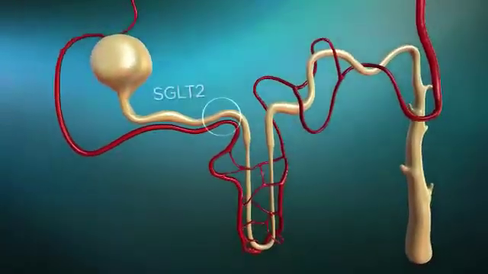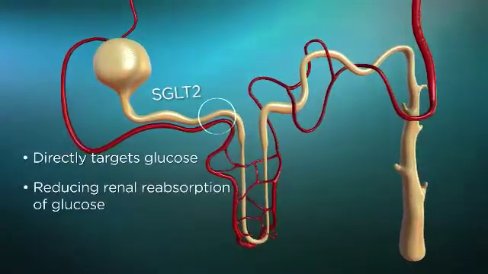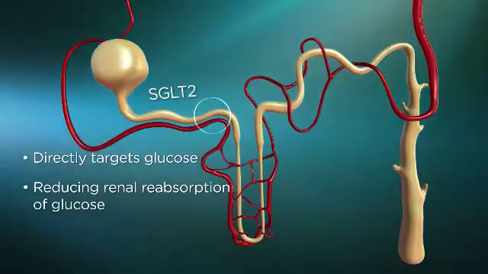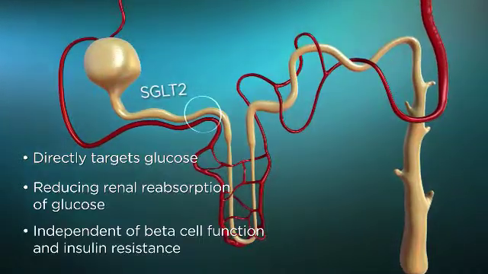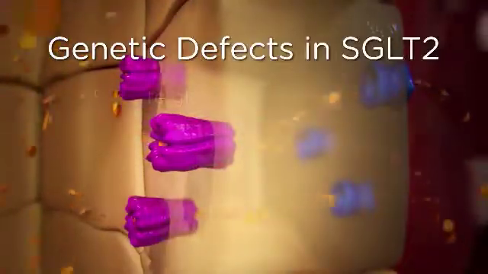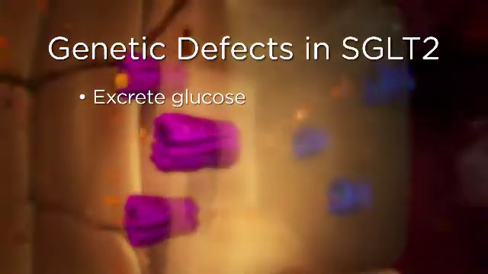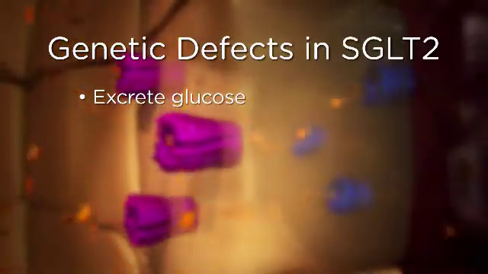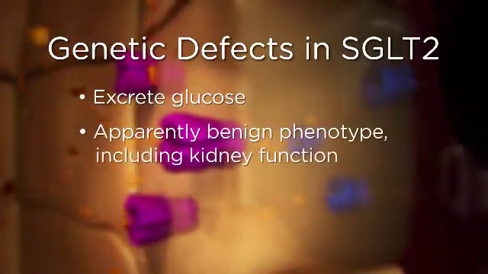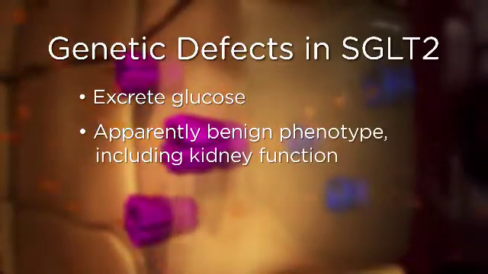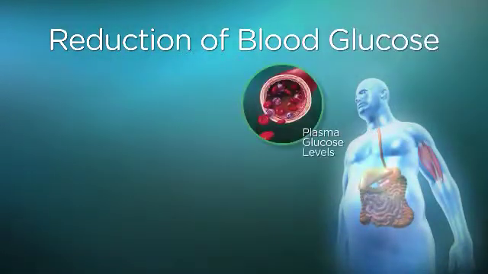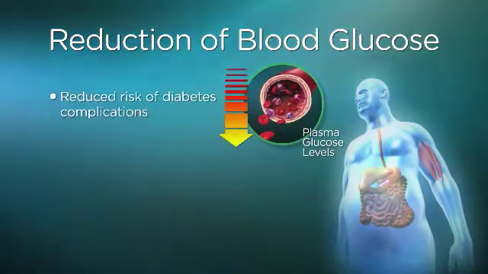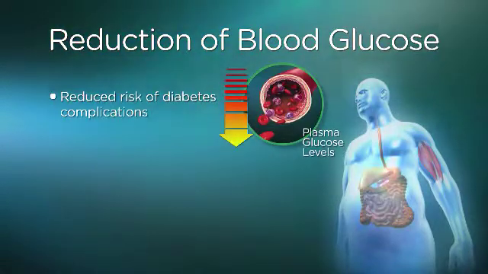This mechanism of action directly targets glucose by reducing its renal reabsorption. This mechanism of action is independent of beta cell function and insulin resistance. Individuals who excrete large amounts of glucose in the urine because of genetically determined defects in SGLT2 appear to have a benign phenotype, including kidney function. Reduction of blood glucose is associated with a reduced risk of diabetes complications.